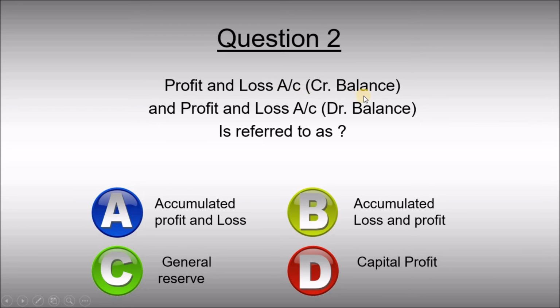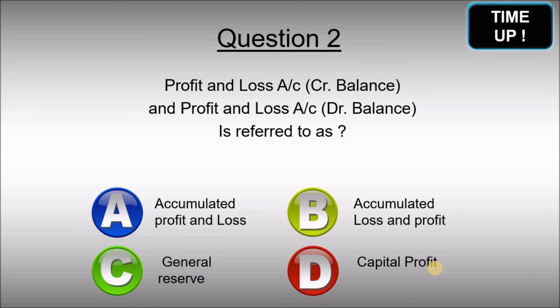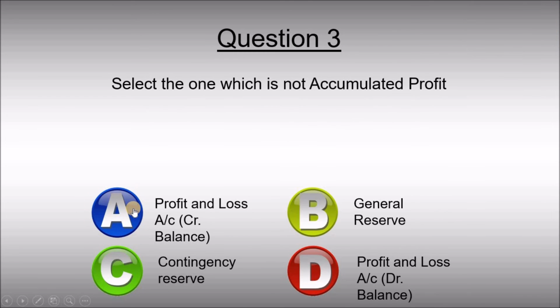Profit and loss account credit balance and profit and loss account debit balance is referred to as accumulated profit and loss or accumulated loss and profit? Are they general reserve or are they capital profit? So you have to choose one option and your time starts now. So the correct answer is accumulated profit and losses. Okay, next question number 3.